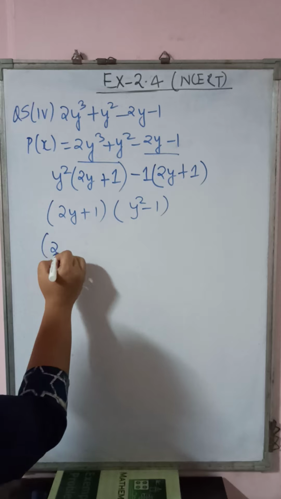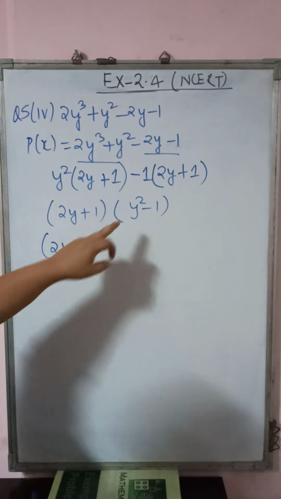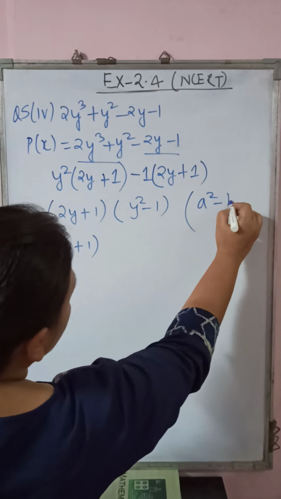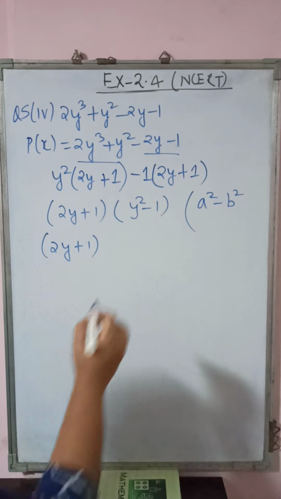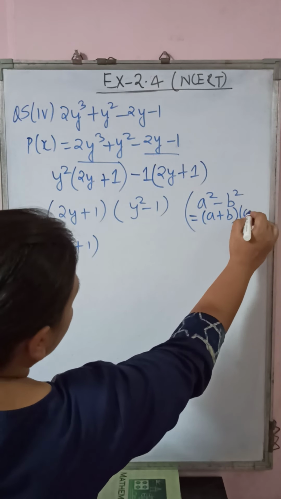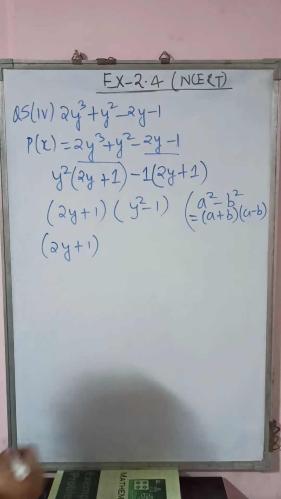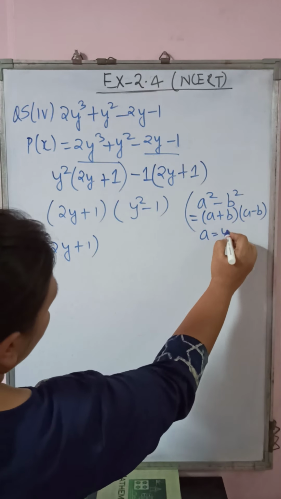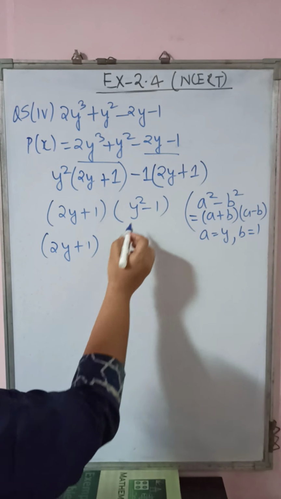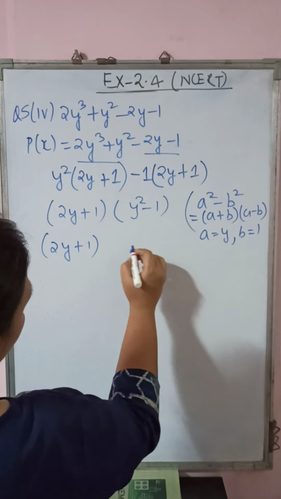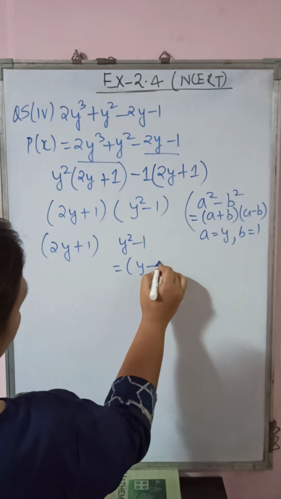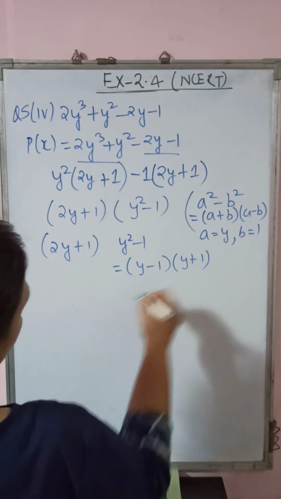Now 2y plus 1. This is what? y square minus 1 means it is in the form of a square minus b square. You know what a square minus b square is? It is equal to a plus b into a minus b. So here a is y and b is 1. So you have to factorize this further. y square minus 1 can be written as y minus 1 and y plus 1.